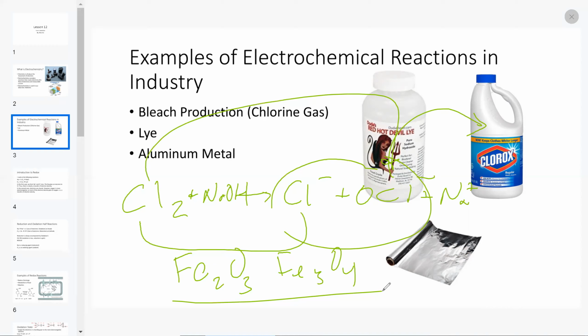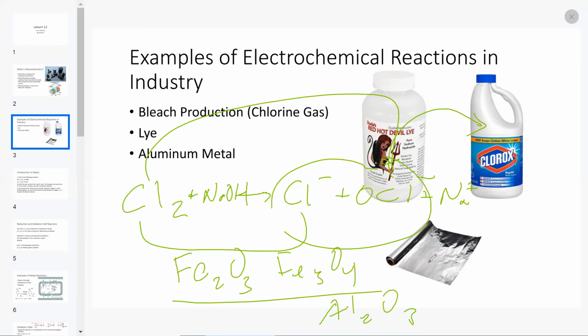But aluminum oxide, Al2O3, aluminum oxide is very stable. So it turns out that these methods won't work. You cannot break apart aluminum oxide just by using carbon and heat.